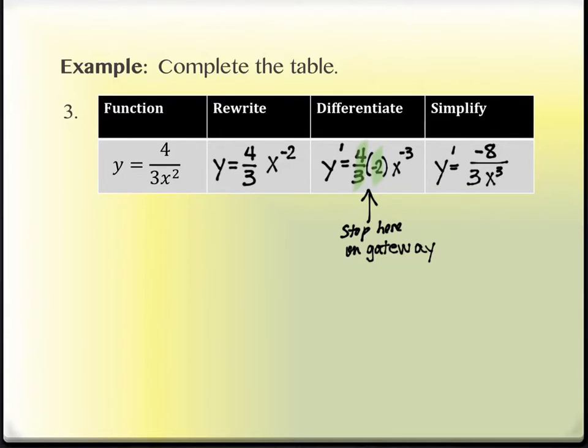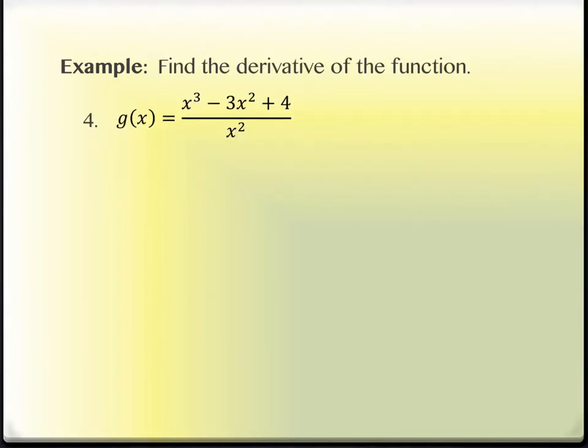Okay, so we're going to look at another one where it doesn't quite look like what we've started with in terms of our rules. So we're finding the derivative, g of x. It's x cubed minus 3x squared plus 4 over x squared. And there will be another rule that we can do this with later, but we can also do it with the rules we already have.